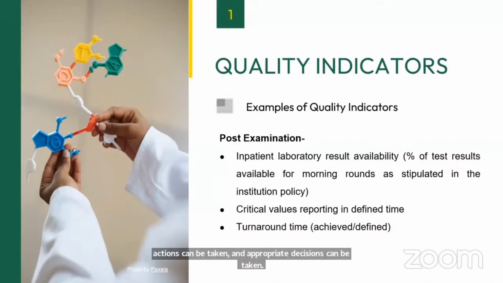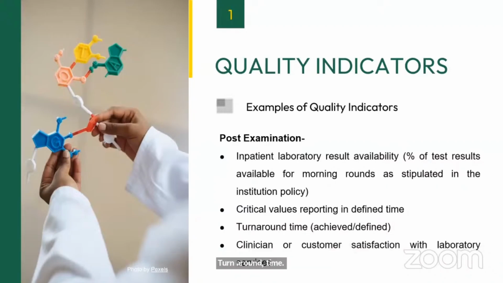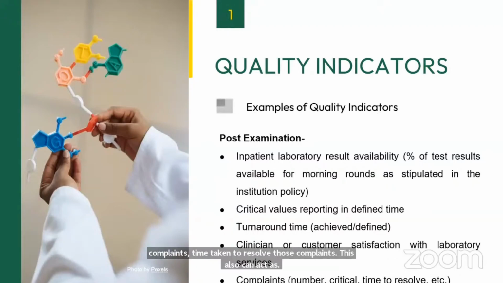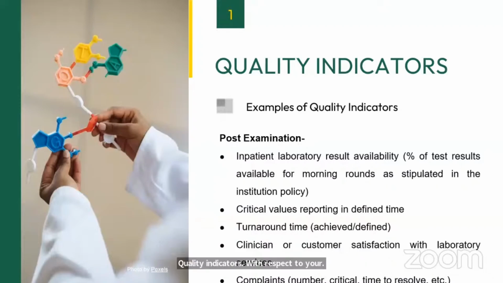Turnaround time achieved by defined clinicians, or customer satisfaction with the laboratory services. So these are certain examples of quality indicators in post-examination areas. Also, complaints, number of complaints, critical complaints, time taken to resolve those complaints, these can also act as quality indicators with respect to your operational processes. So you have to select quality indicators as per your requirement, which will help you in your improvement activities.